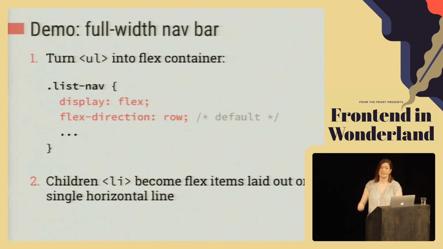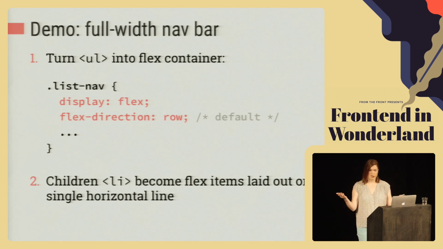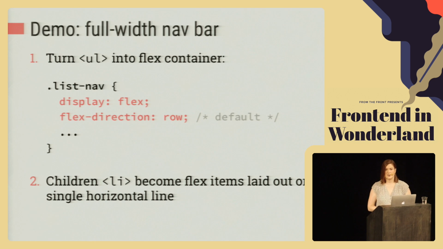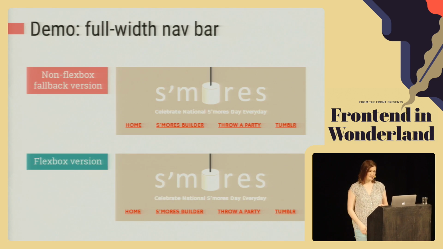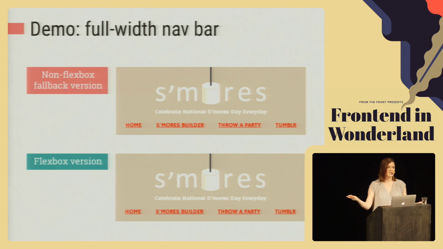So to make the links flex items, I set display flex on list nav, which is the parent UL. And setting display to flex automatically sets the flex direction to its default value of row, which controls the flow direction of the flex items within the container. So even if I left off the second line, the children LI would become flex items laid out on a single horizontal line. So far, nothing has changed in appearance by adding Flexbox. I still just have a centered horizontal nav.